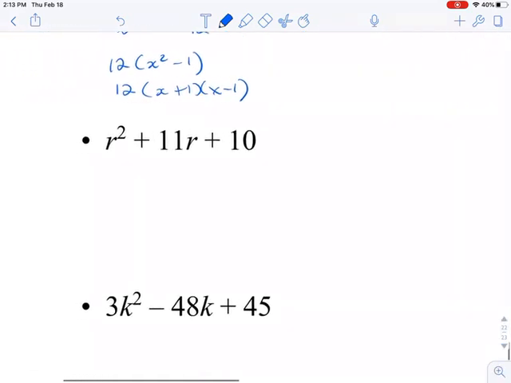All right. So there's only one way to get r squared, r and r. Now 10 could be 10 times 1 or 5 times 2. Well, the only way to get to 11 is going to use that 10 and 1 pair. So let's do that.